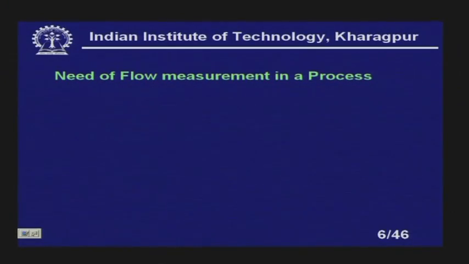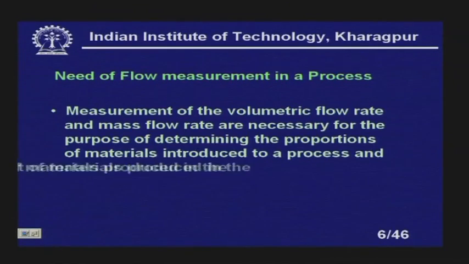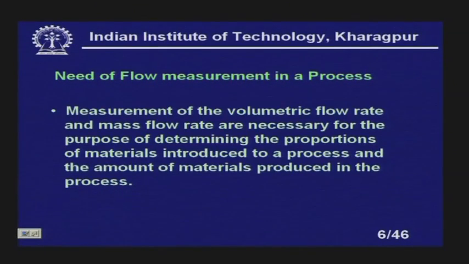Now, what is the need of flow meters in a process? First of all, we know that flow meters are necessary, so suppose in the water supplies, a flow meter is necessary, because I know how much quantity of liquid or water I am supplying to the particular town or city, that is one thing. But what is the need actually in the process? Measurement of the volumetric flow rate and mass flow rate are necessary for determining the proportions of materials introduced to a process and the amount of materials produced in the process, right.